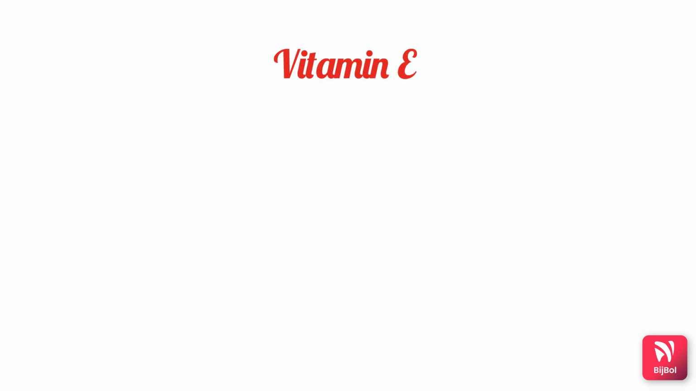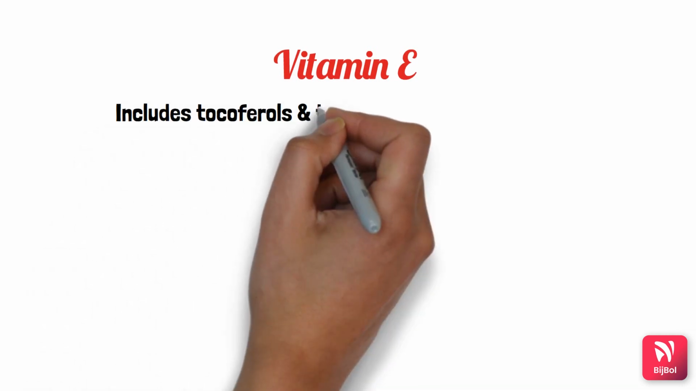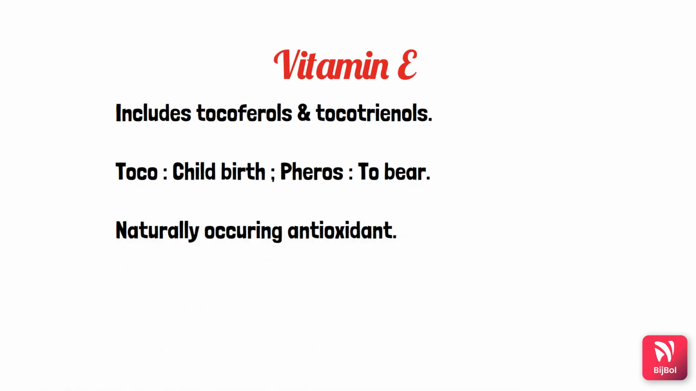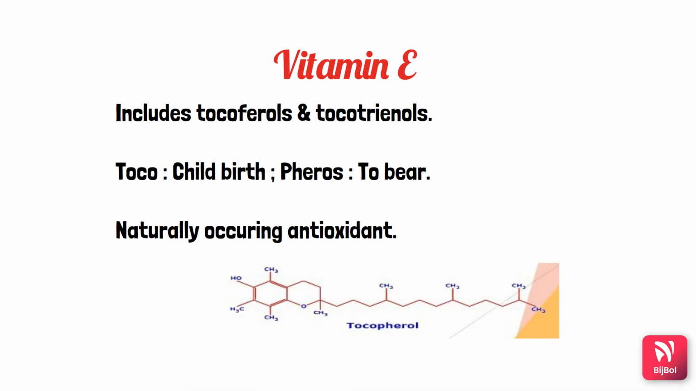Now coming to the next fat-soluble vitamin, that is called vitamin E. Vitamin E refers to a group of compounds that includes tocopherols and tocotrienols. Toco means childbirth, feros means to bear. It is also a naturally occurring antioxidant. Vitamin E is a potent antioxidant. This is a picture of tocopherol.